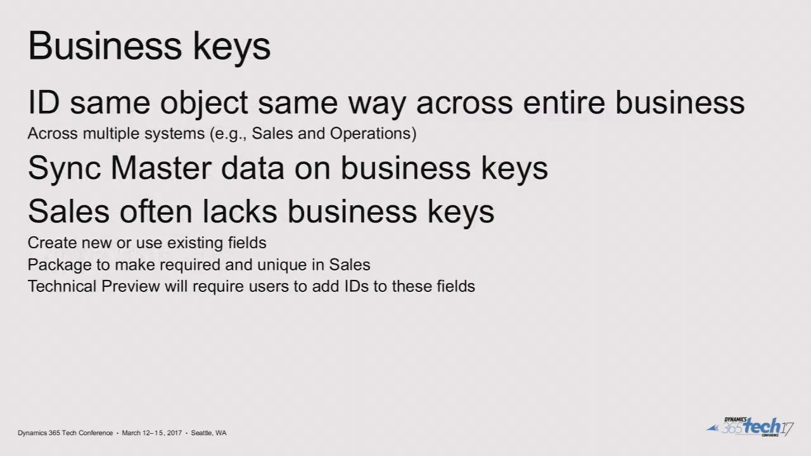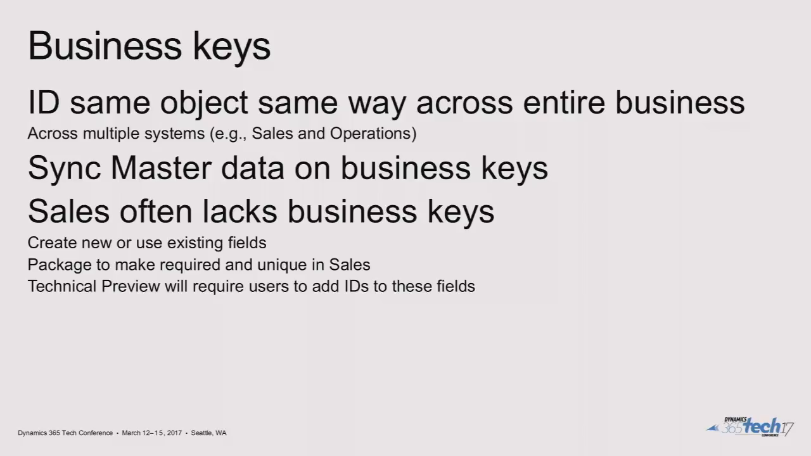The primary way that we're going to do this is to synchronize, for instance, master data along the concept of business keys. So if I have a notion of what a customer is in AX, I'd like that same notion to be there in CRM or in sales, in operations and sales. That same way that I think about a customer needs to be able to show up in both places. So that means that we need to synchronize on business keys.